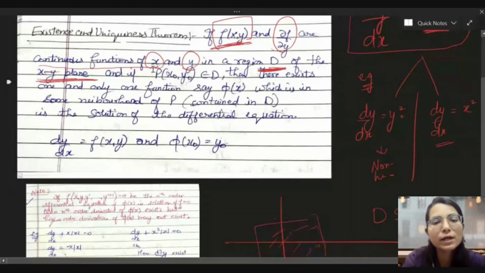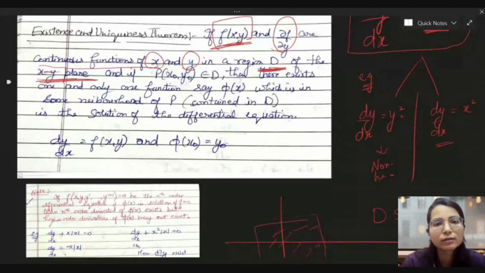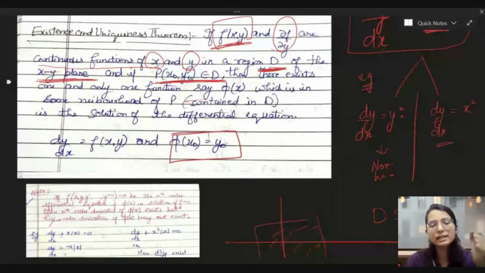And if the point P, x naught, y naught. Now, what is x naught, y naught? The x naught, y naught is a given condition. For example, now you will be dealing with differential equations with given conditions, initial conditions, boundary conditions. I will explain it with the help of an example, but let me first read out this statement. And if this point belongs to D, then there exists some neighborhood of P contained in D.